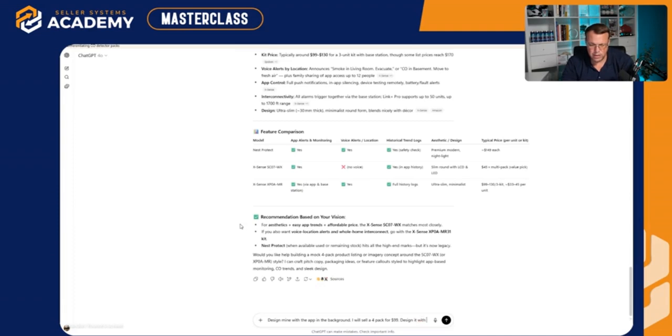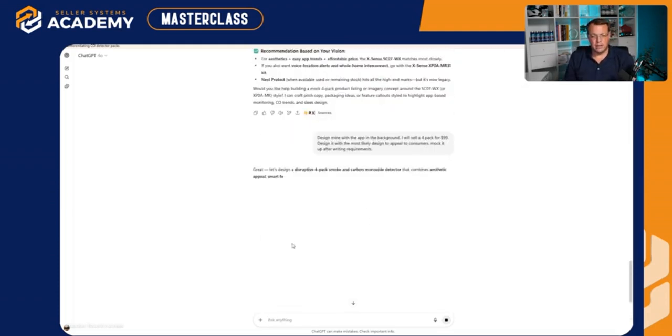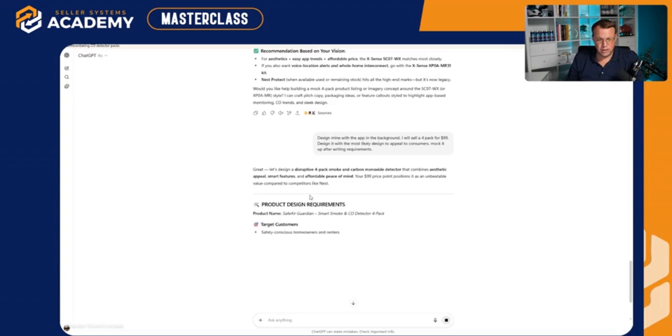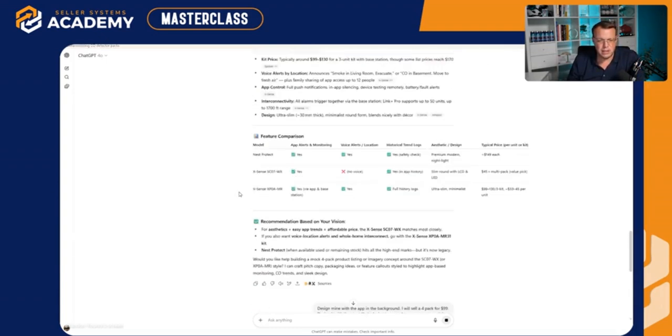Design it with the most likely design to appeal to consumers. Mock it up after writing requirements. We're going to get into this in the next class, but I was just curious. I just like to do that. All right. Here's our product design requirements. We're going to go do that. I'm going to go look up the Xsense in the meantime.